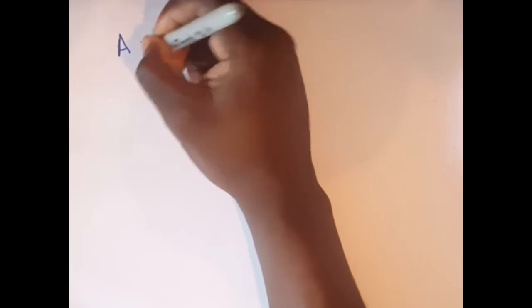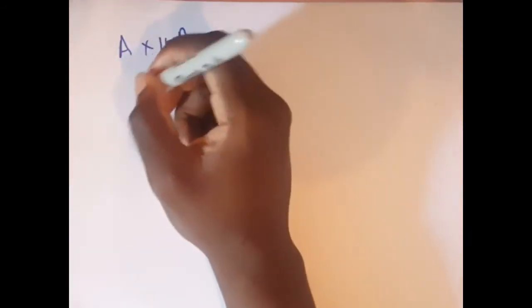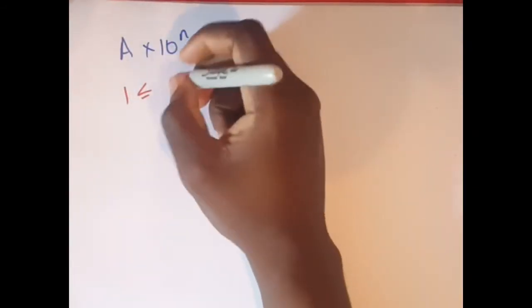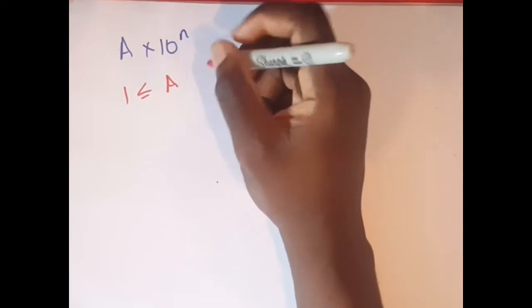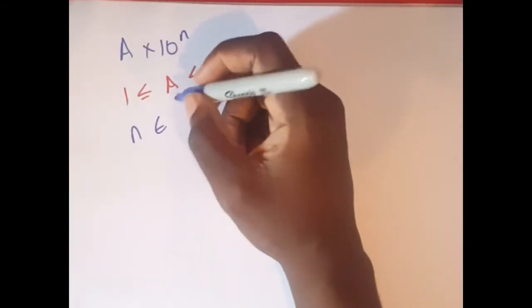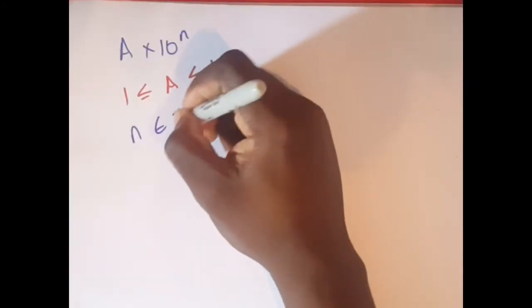Standard form is in the form of a times 10 to the n, where a is any number between 1 and 10, while n is any integer, positive or negative. So let's get into some examples.